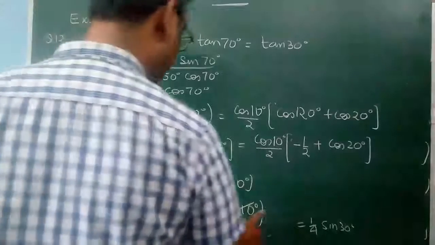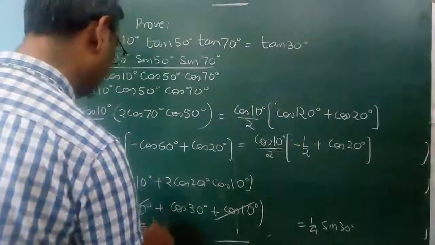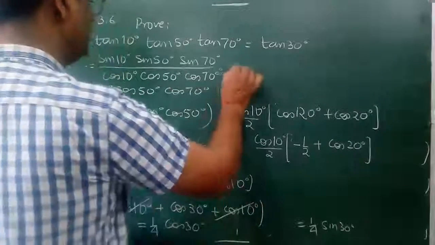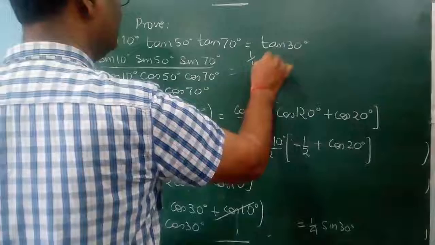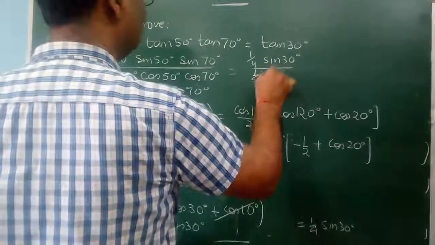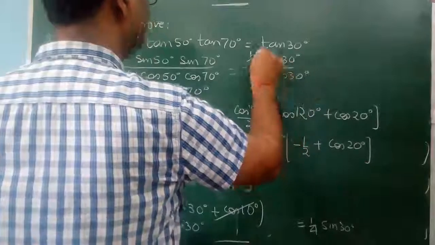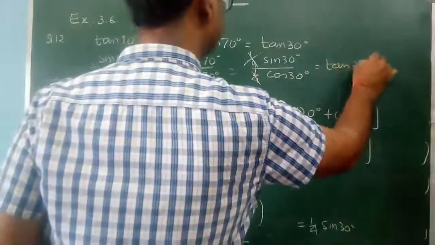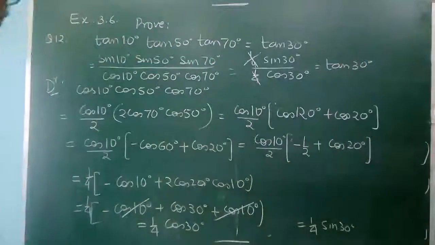So what have we got? Here for the denominator we have got 1 by 4 cos 30. So this can be written as 1 by 4 sin 30 upon 1 by 4 cos 30. These two will be getting cancelled, so it will be tan 30. So this is how we will be proving. So we will be doing till here only.